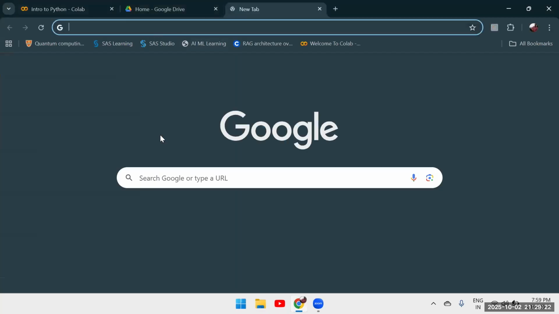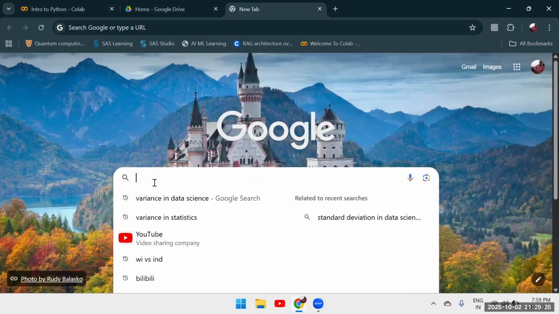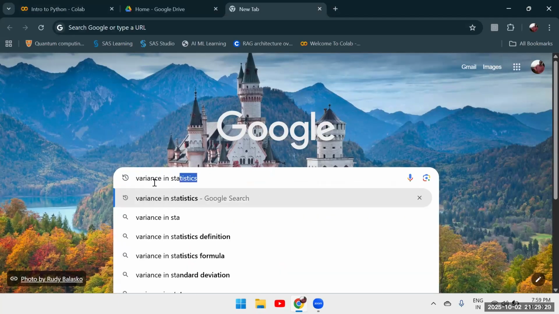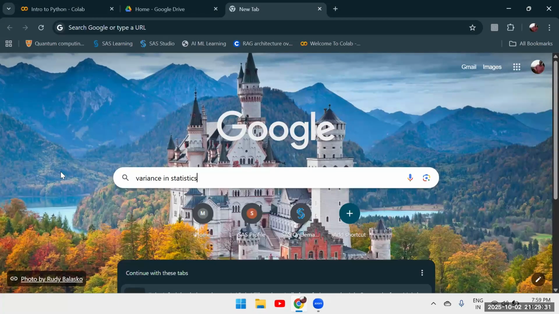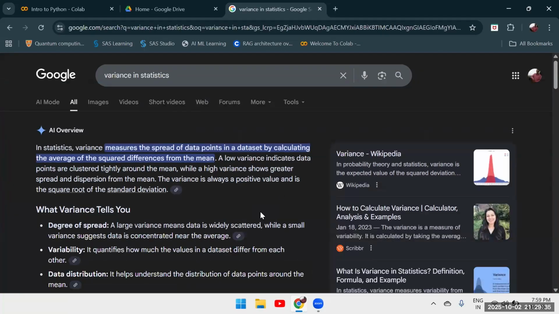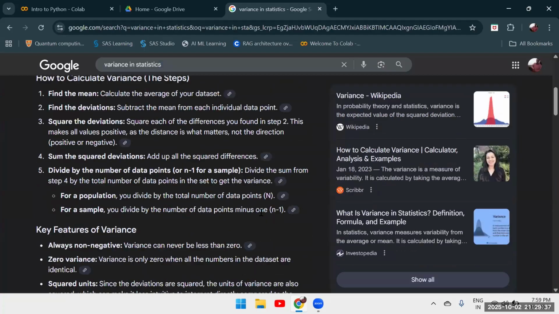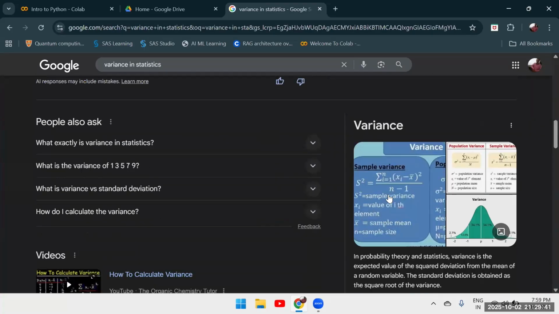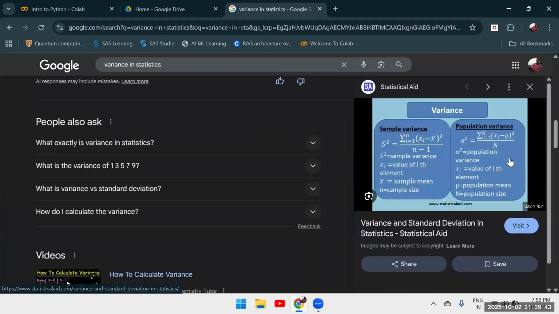So let me open Google and show you the formula. Okay, so the formula for variance is this, right? As I told you, this basically indicates the spread of the data. So you see, this is how a variance is calculated. I hope you are able to see the screen, right? They have put the value x minus x bar, the whole squared.